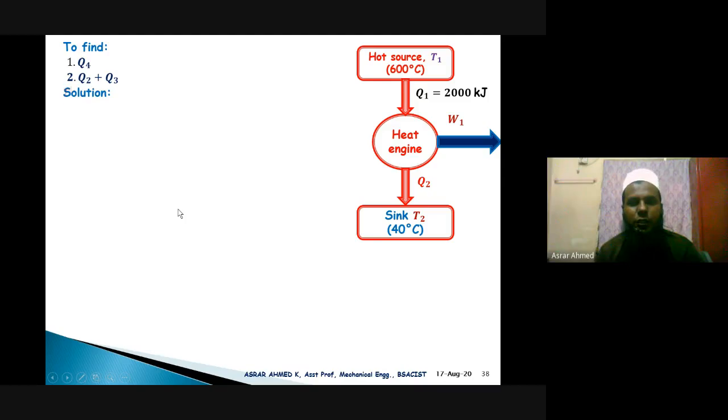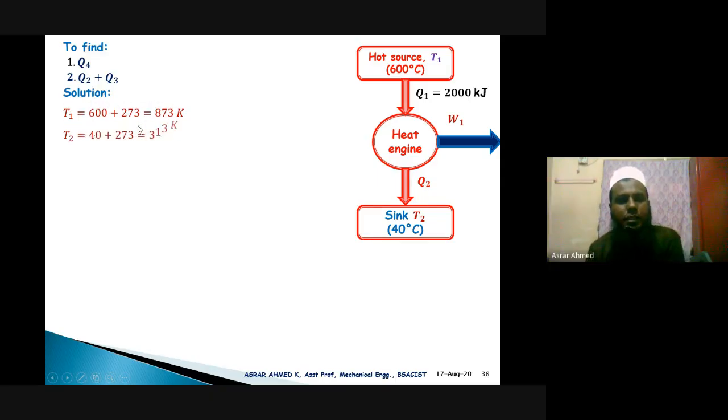So T1 is given as 600 degrees centigrade. Quickly convert that into Kelvin. And similarly, T2 is given as 40 degrees centigrade. Quickly convert that into Kelvin. And Q1 is given as 2000 kilojoule. Put it as it is. So these are the given data.